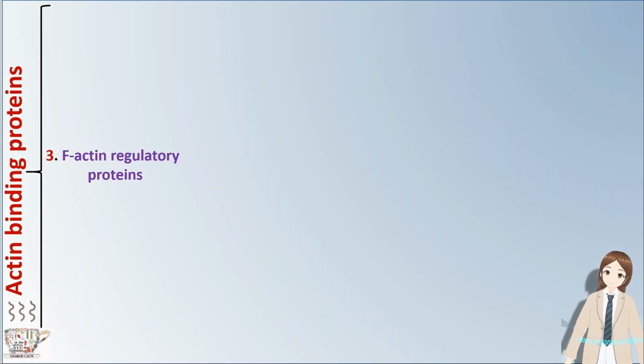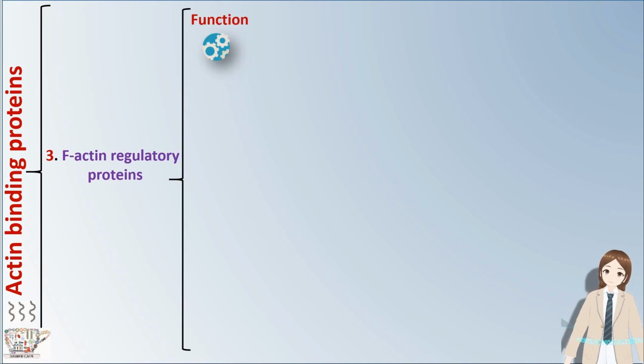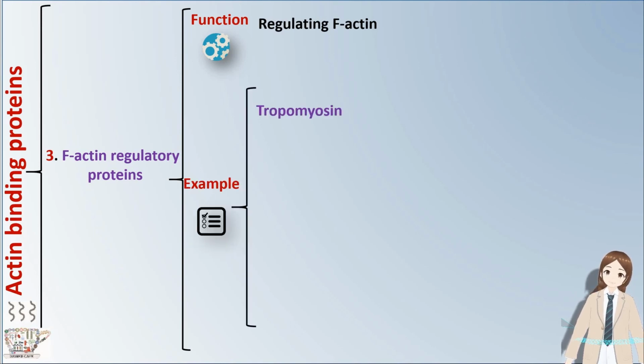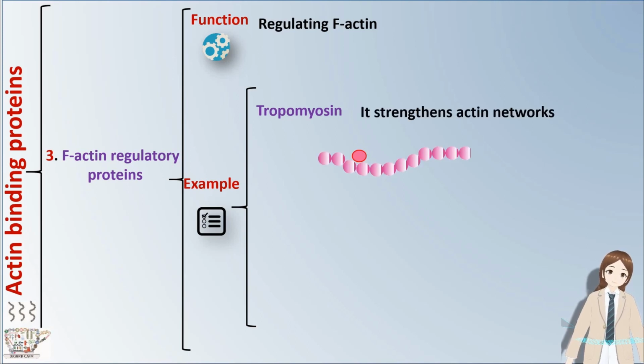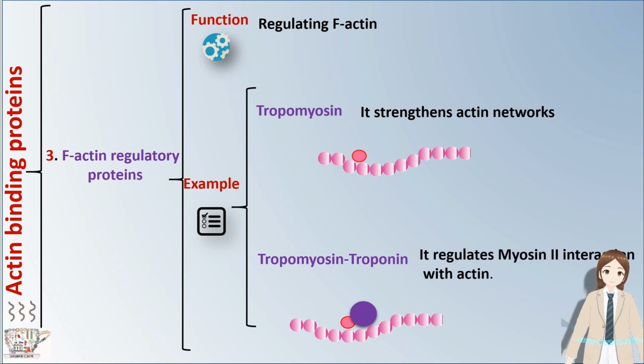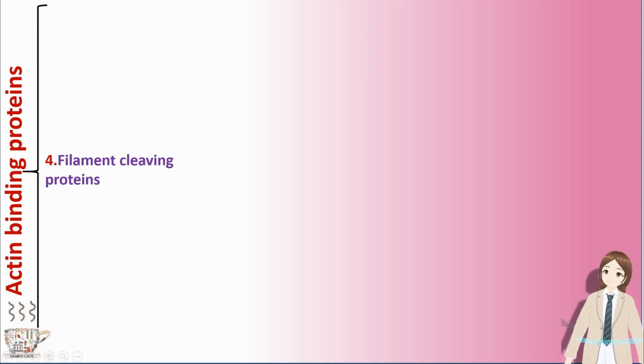F-actin regulatory proteins. They play a role in regulating F-actin. One example of F-actin regulatory proteins is tropomyosin. It strengthens actin networks. Another example is troponin. It regulates myosin 2 interaction with actin.